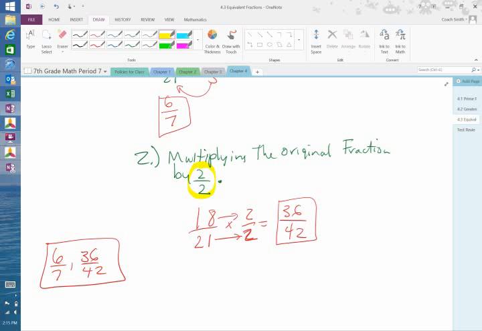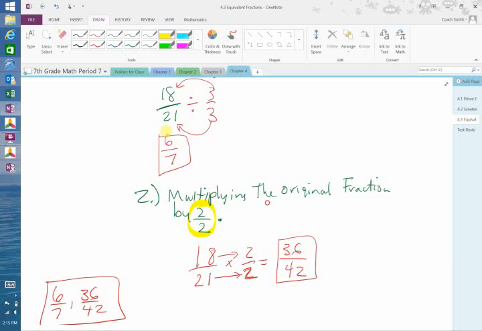Okay, I've said that now 4 times, so when you come in tomorrow and multiply it by something else, you're going to get it wrong. Now, the other thing that you need to make sure is that you're multiplying the original fraction by 2 over 2, not the reduced fraction. You will notice that I'm not multiplying 2 over 2 to 6 over 7. I'm multiplying 2 over 2 to the original fraction of 18 over 21. So make sure you use the original fraction in the second answer.